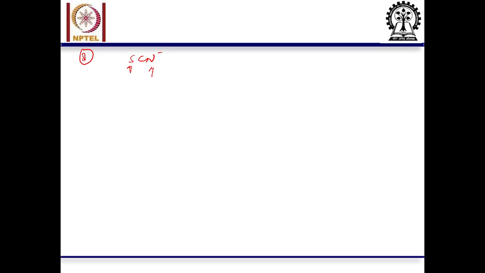Now I will write some coordination compounds, and you have to write in the chat box what is the name of that complex. Suppose we have cobalt, NH3 three times, Cl, CN, NO2. Can anyone write in the chat box what is the IUPAC name of this coordination compound?